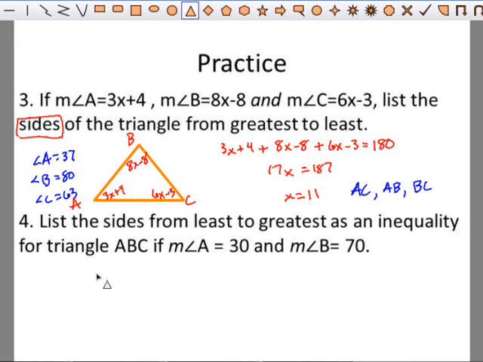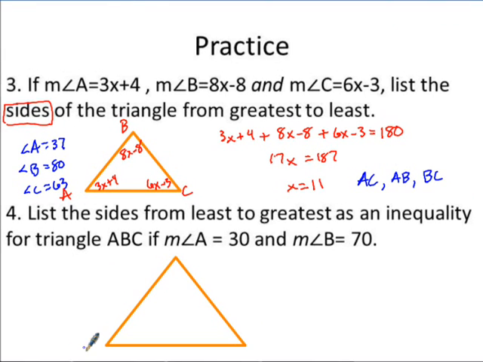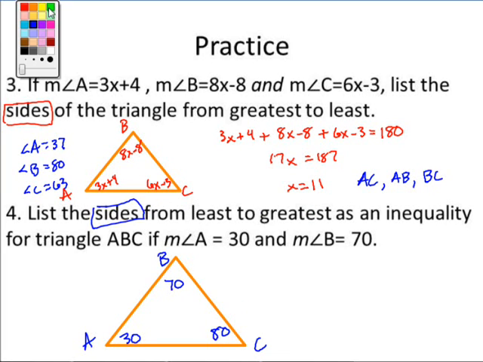List the sides from greatest to least as an inequality for triangle ABC. If A is 30, label this one. A is 30, B is 70, and we don't even tell you C, but we can figure out that C is 80. Okay? Least to greatest, the sides now, the sides, least to greatest.